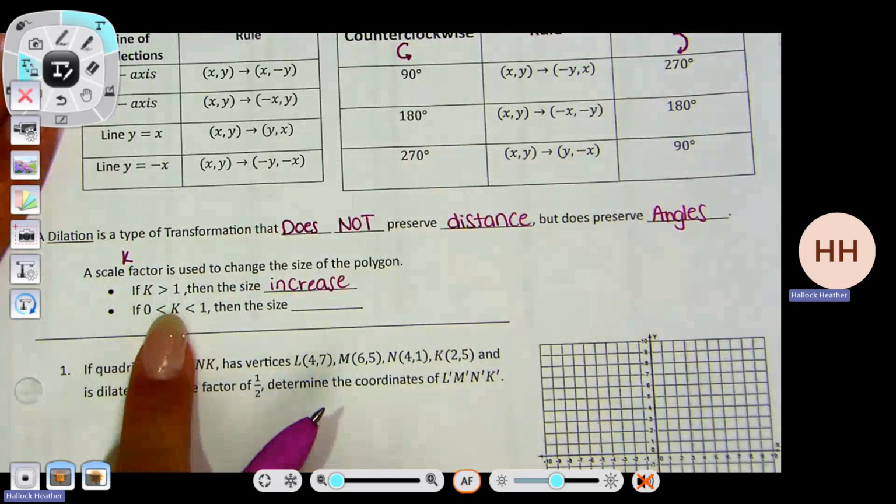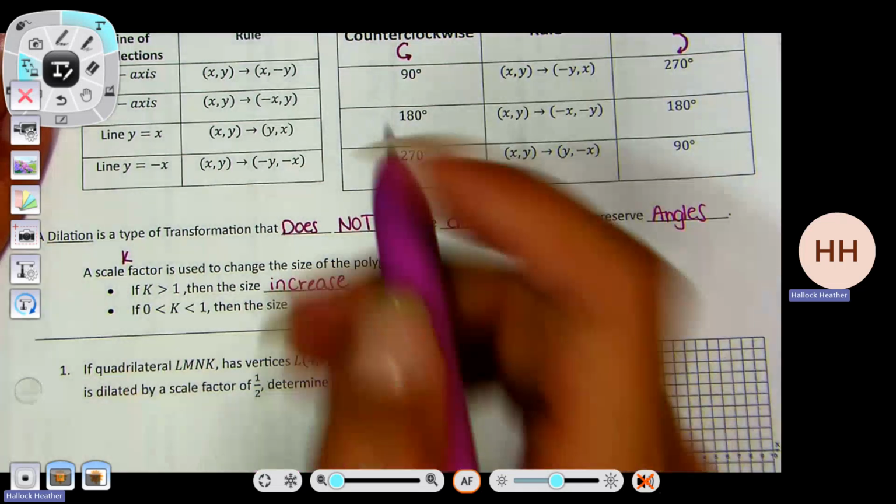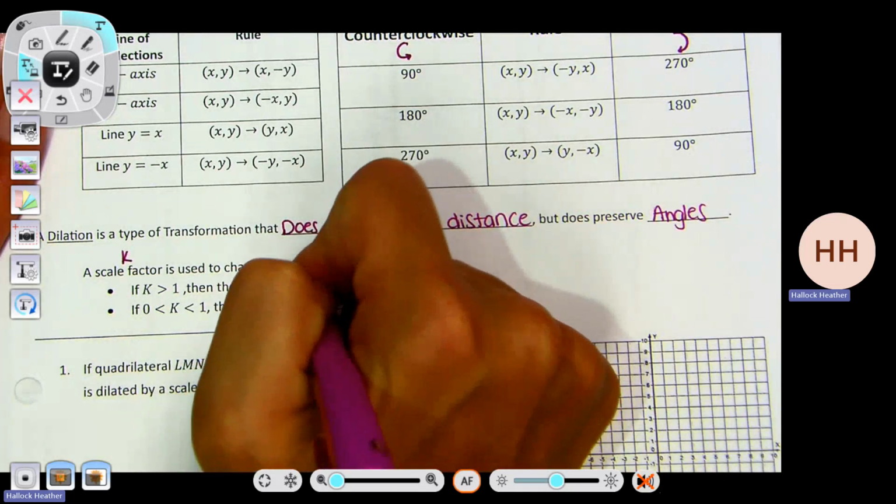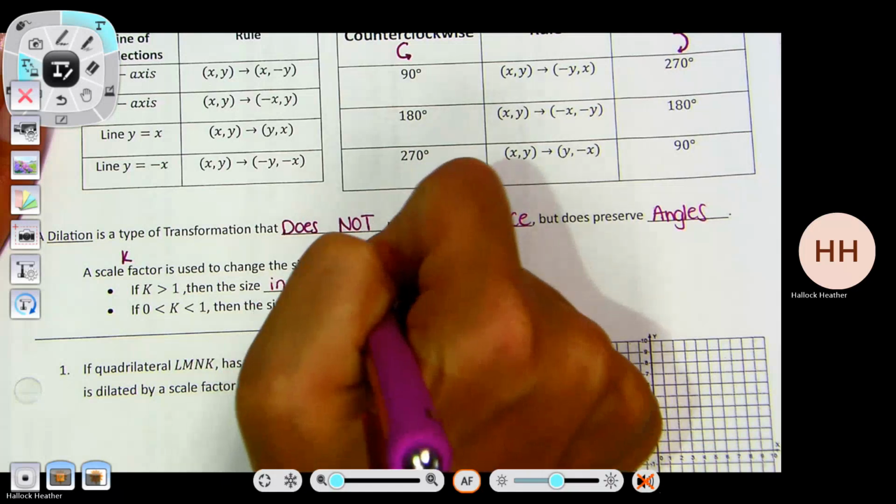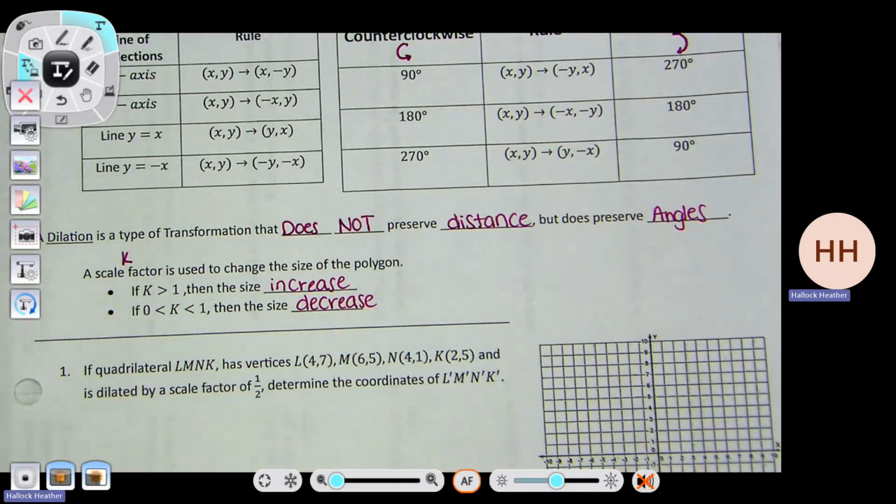If K is, I normally during class will just say less than 1. But that's not the proper way to say it because your scale factor will never be negative. So if it's between 0 and 1, like 0.5, 0.6, 0.7, then it decreases. But whenever I'm talking, I'll say greater than 1 or less than 1. Greater than 1 gets bigger. Less than 1 gets smaller.